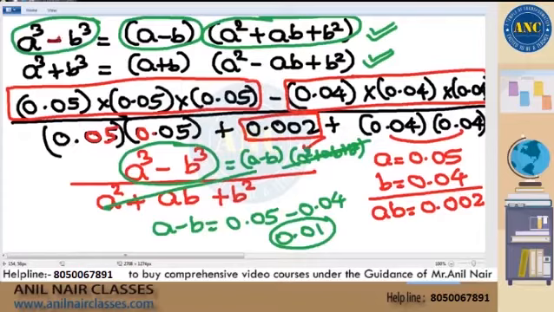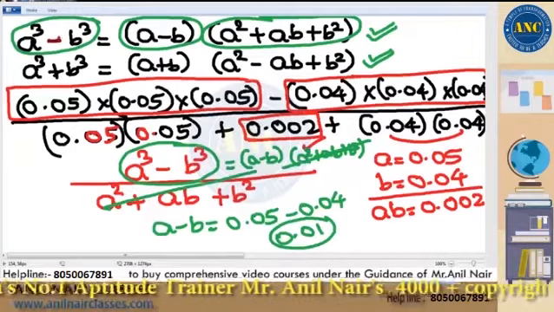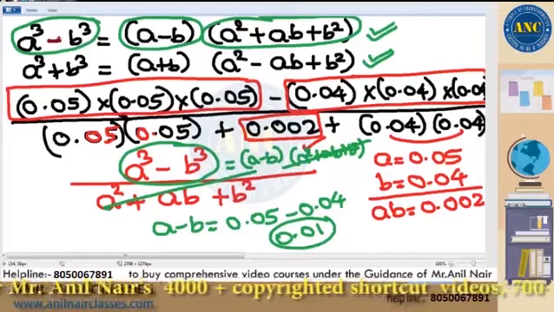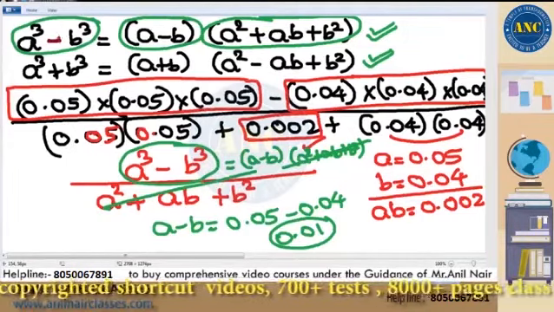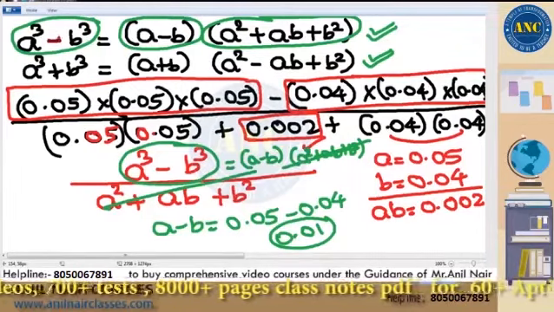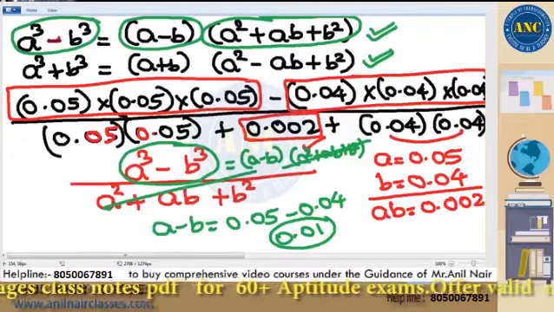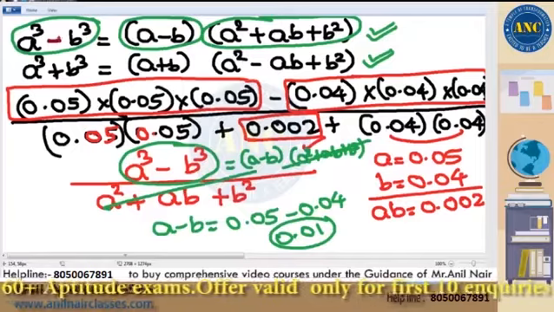a plus b whole square, a minus b whole square, all these are things which you definitely need to take care of. In fact, a square minus b square is also something you need to take care of. I hope the idea is clear.